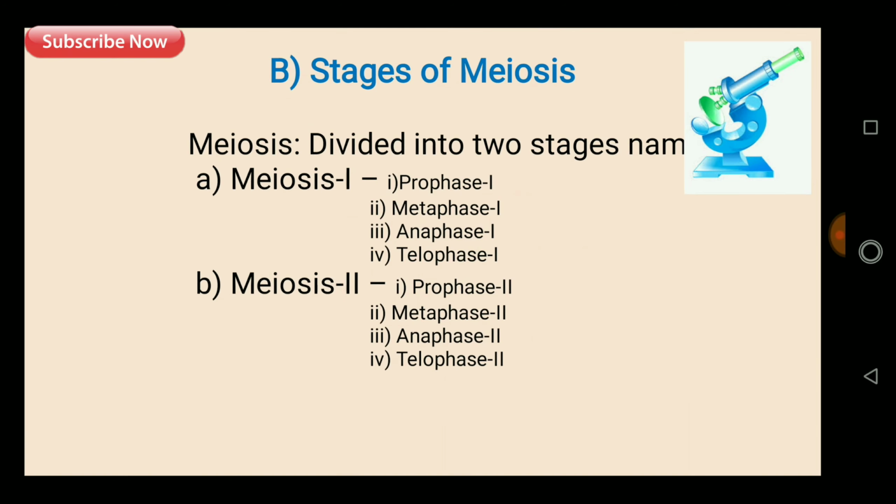Now let us see the next, the second cell division, that is the stages of meiosis, in which the cell is divided into two categories of stages. One is meiosis first, and the second one is meiosis second. In meiosis first, again there are four stages: prophase first, metaphase first, anaphase first, telophase first. And in meiosis second, it is categorized into prophase second, metaphase second, anaphase second, and telophase second.